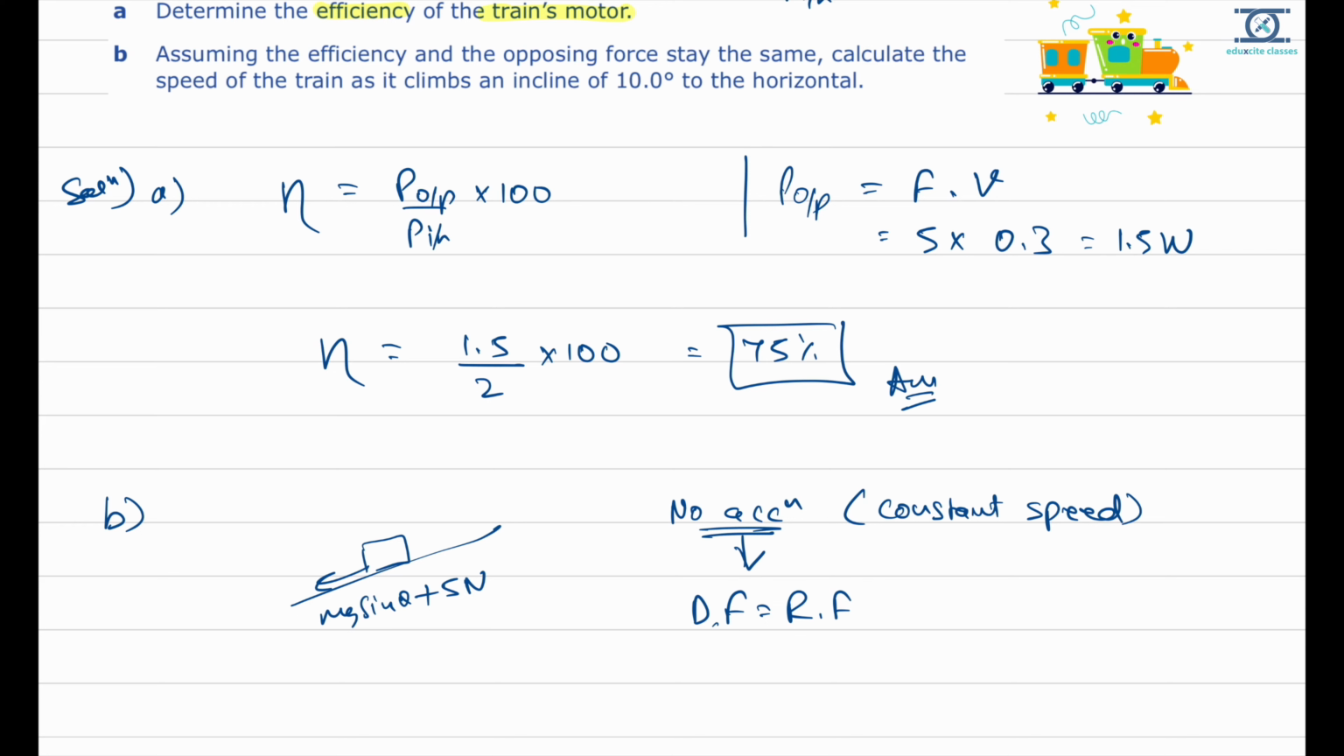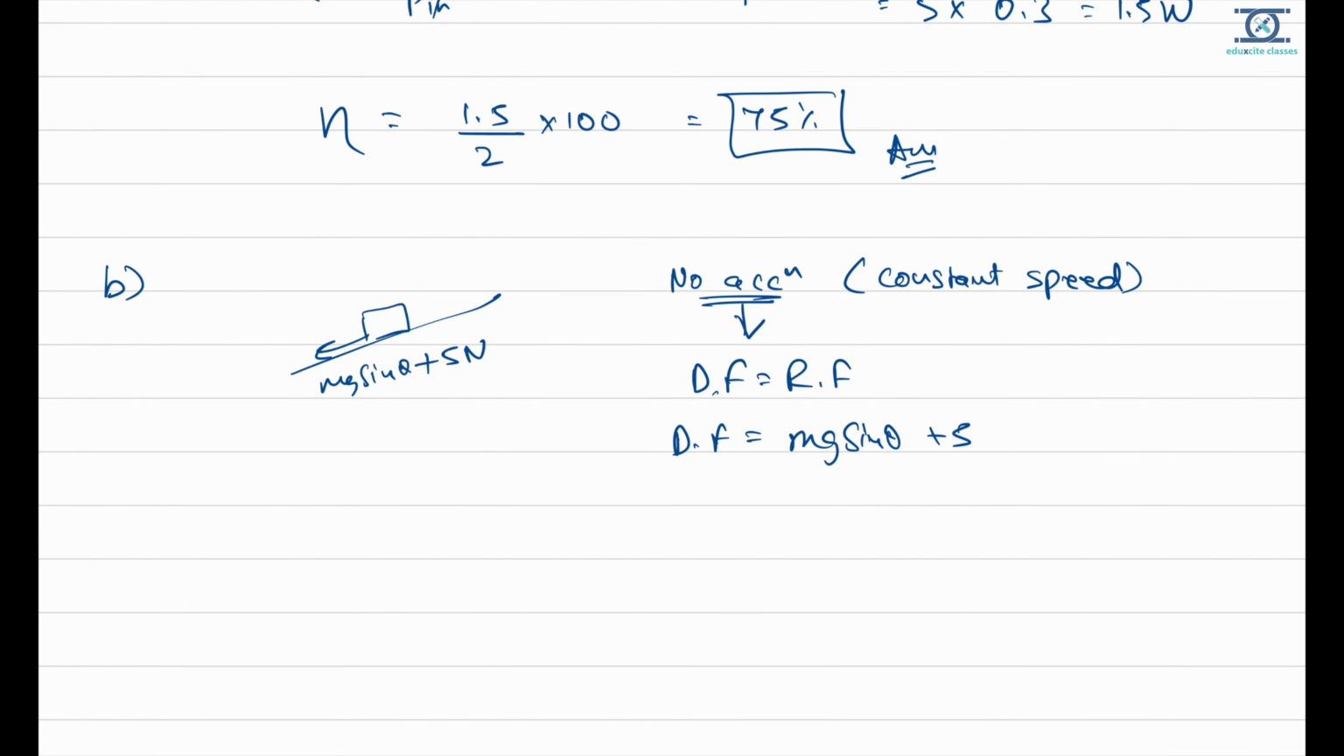Okay, now the driving force and resistive force are the same, so the driving force in this case will be mg sine theta plus 5, right? So the power output will be force times velocity, so (mg sine theta plus 5) times velocity, right?